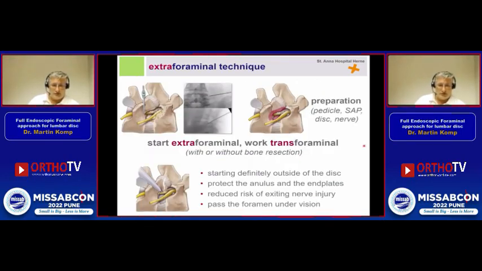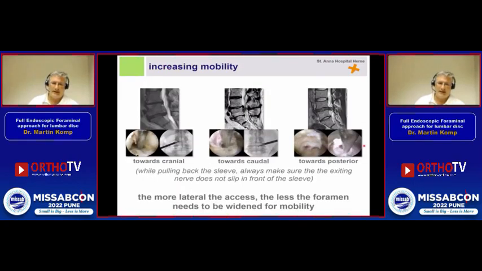And when we do so, starting there, we have the possibility to work again transforaminal with or without bone resection. When we do it like that, we are starting definitely outside of the disc. We protect the annulus and the end plates, and we have a reduced risk of exiting nerve injury, and we pass the foramen again on a complete visualization.